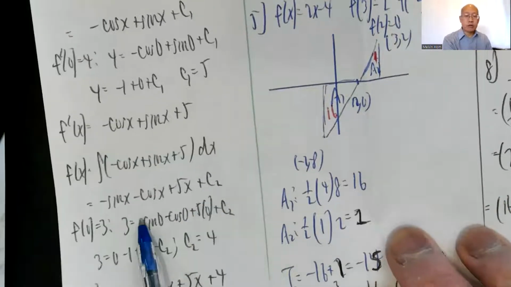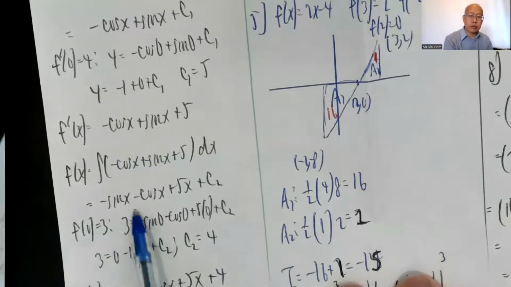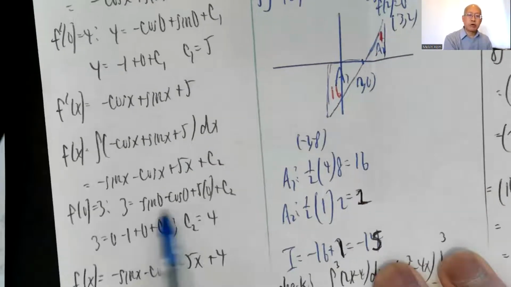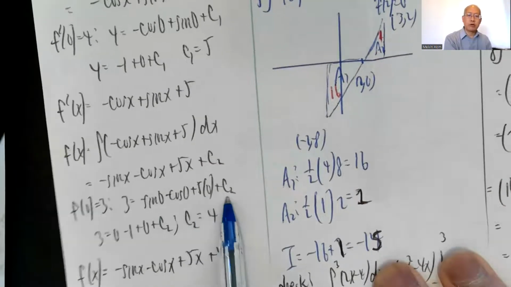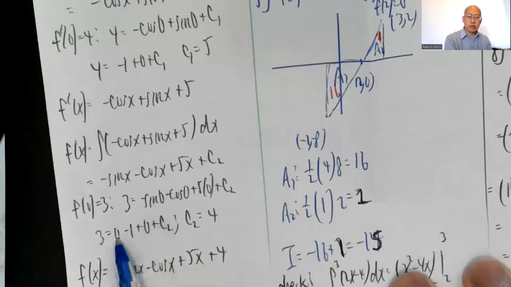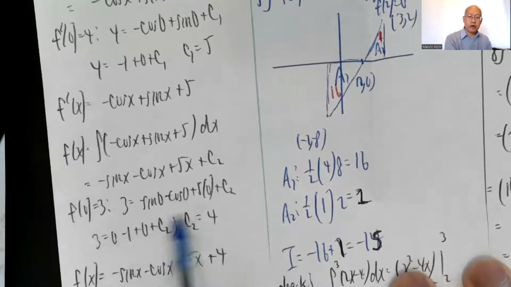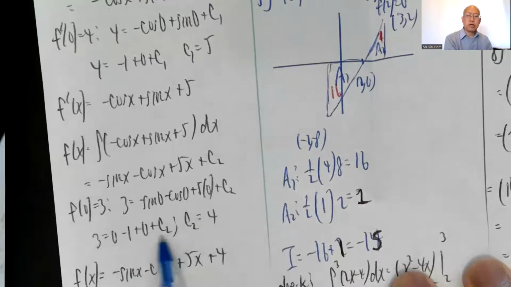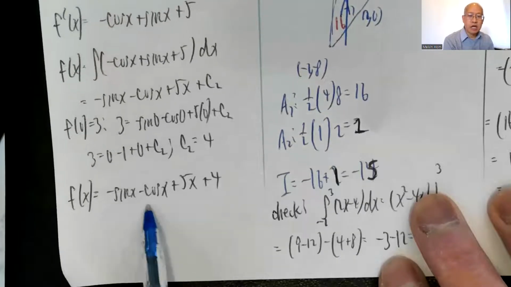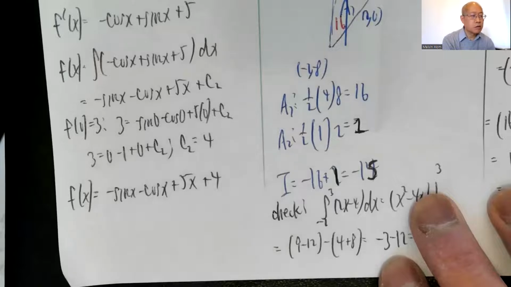Now you're given f of 0 is 3, which means if I plug in 0 here and here and here, I get 3. So 3 is negative sine 0 minus cosine 0 plus 5 times 0 plus c2. 3 is equal to negative sine of 0, 0. Negative cosine of 0 is negative 1. 5 times 0, 0 plus c2. So c2 is 4. So final answer, f of x is negative sine x minus cosine x plus 5x plus 4.